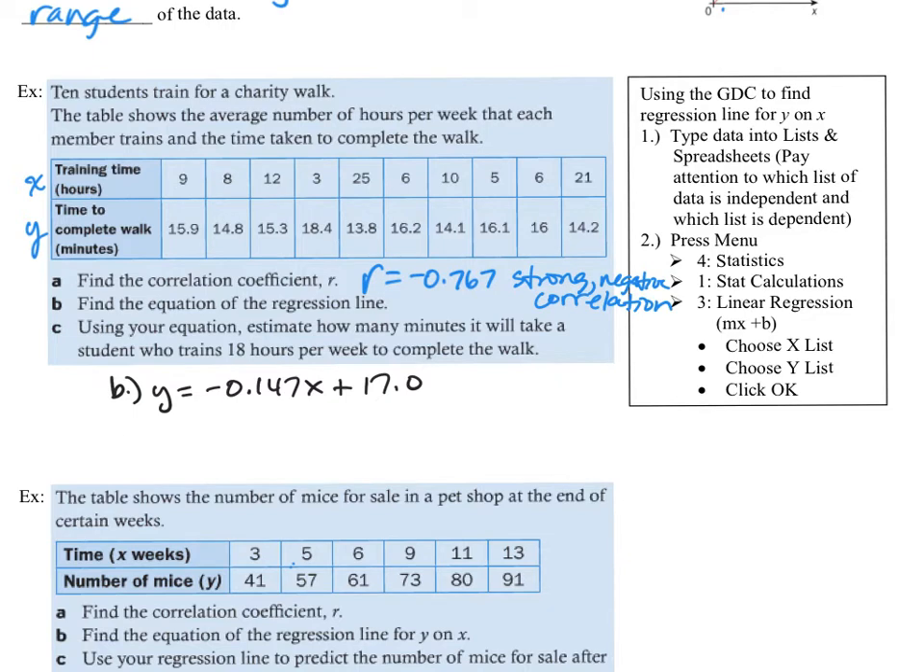So for letter C, to find how many minutes it takes a person to walk in the charity walk if they train for 18 hours, we'll take negative 0.147 times 18 plus 17. Go ahead and do that calculation on your calculator, and then we get 14.4 minutes to 3 significant digits. That's how long it would take a person who trains for 18 hours to walk the charity walk.